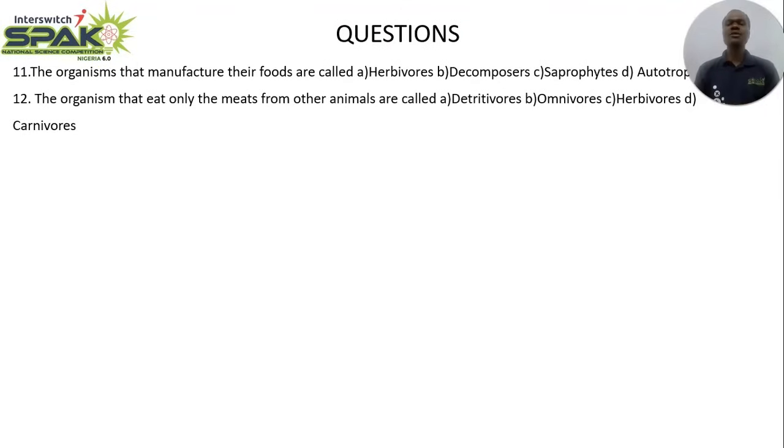So they are detritivores. Then omnivores are organisms that eat both flesh and plant. And we have herbivores, animals that feed on herbs. Then we have carnivores, which is the last option. The carnivores are the animals that feed on meat only. We call them flesh eaters.